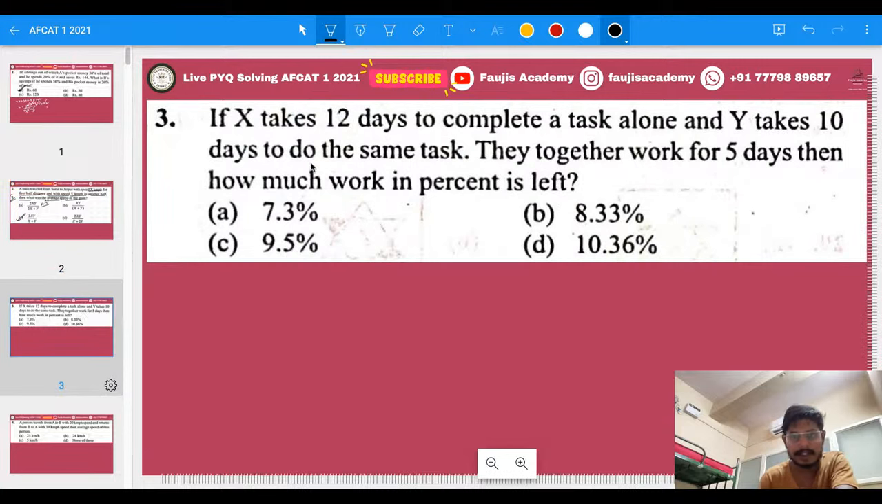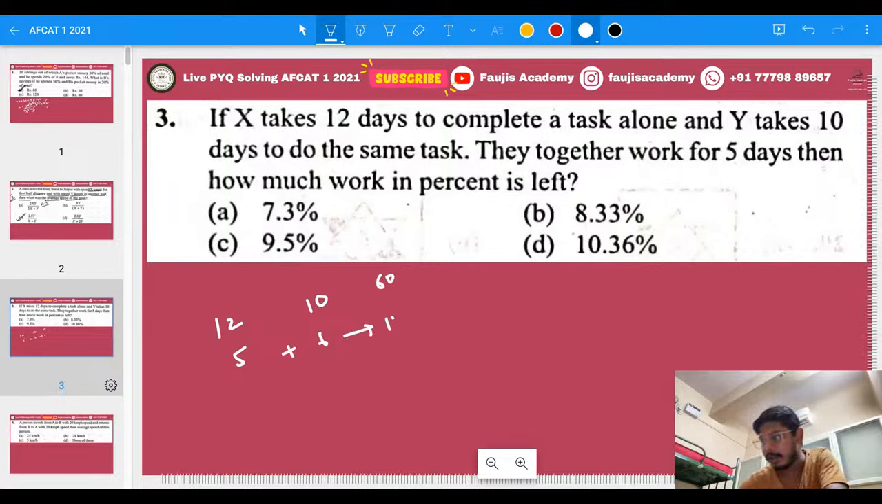So if x takes 12 days to complete a work and y takes 10 days to complete the same work, right? So we are assuming 60 is the total work, 5 work done by X, and 6 work done by Y. 11 will be the total amount of work done by both of them every single time, isn't it?